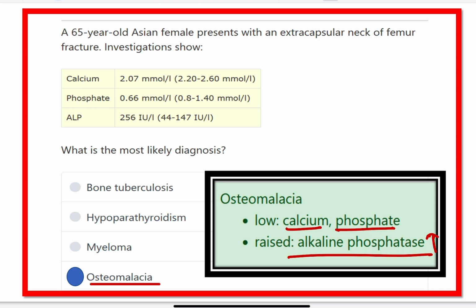Other options here, such as bone tuberculosis, are not true, because in bone tuberculosis the ESR usually increases, and there are other features such as fever, weight loss, anorexia. So these are absent here. Hypoparathyroidism is also not true. Myeloma, not true. So the only true option is osteomalacia.